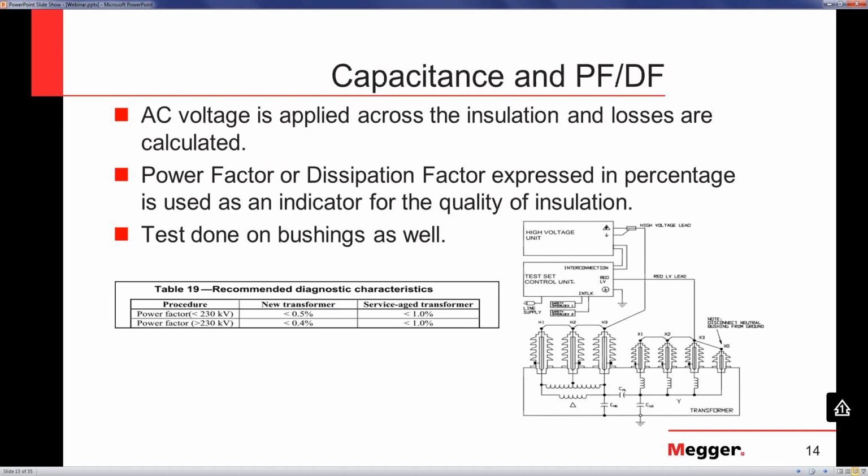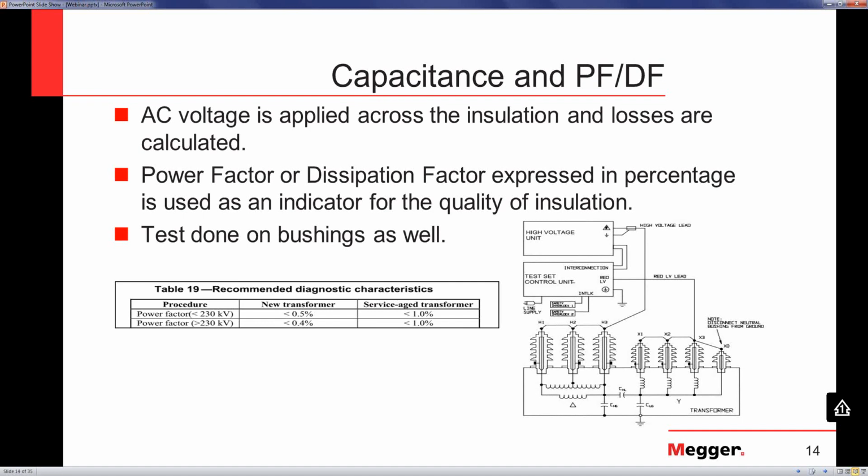In the power factor test, AC voltage is applied across the insulation and the losses are calculated. Power factor or dissipation factor is expressed in percentage, and that's used as an indicator for the quality of the insulation. Test is done on bushings as well. This is a table from the standard which shows you the power factor limits for new transformers and for service age transformers.